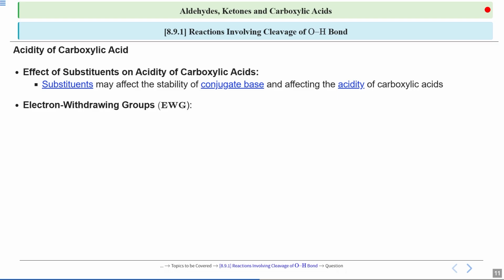Now, if I talk about electron withdrawing groups, which are abbreviated as EWG, these groups can increase the acidity of carboxylic acid by stabilizing the conjugate base. So it makes it easier for the acid to donate a proton. These groups help stabilize the conjugate base by delocalizing the negative charge.